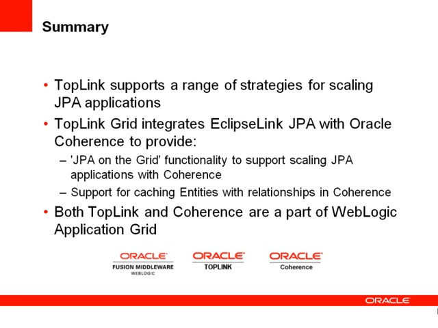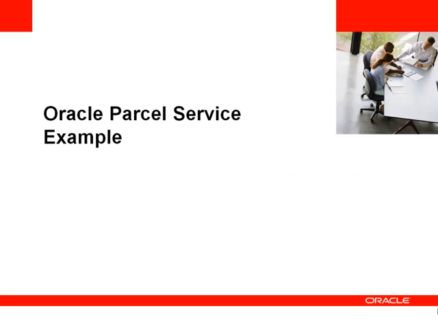So in summary, TopLink Grid supports a wide variety of caching strategies, and it's very easy to use EclipseLink JPA with Oracle Coherence via simple annotations or entries in XML files, which I'll show you shortly. Both TopLink and Coherence are part of WebLogic Application Grid and integrate very well into WebLogic Server. Now let's take a look at the Oracle Parcel service example integrating TopLink Grid and Coherence together.